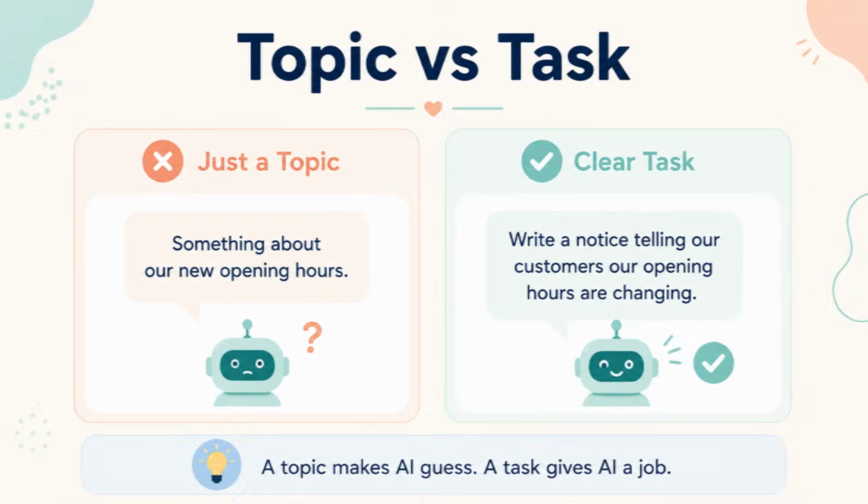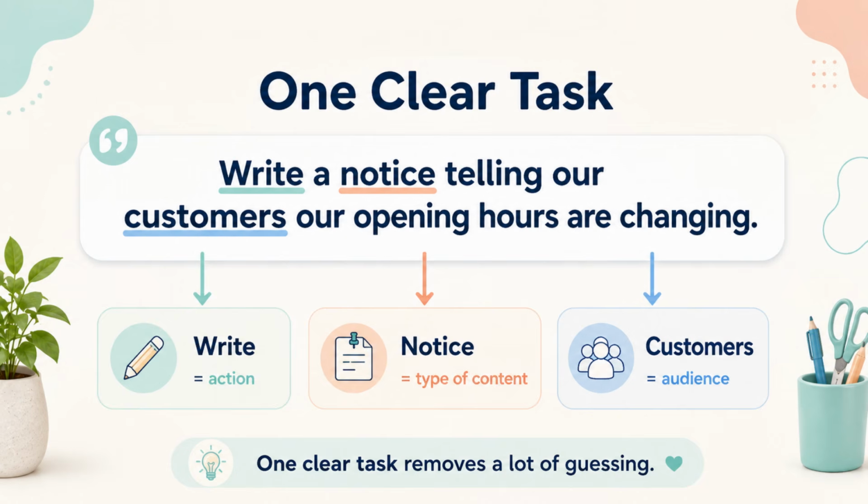Now compare that with this. Write a notice telling our customers our opening hours are changing. That is much clearer. Now AI knows the action called write, it knows the type of content called a notice, and it knows the audience called customers. One clear task removes a lot of unnecessary guessing. And the best part, this is not technical at all. It is the same way you would explain a task to another person.